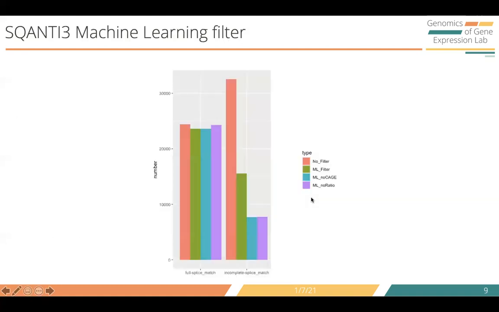When we use this information in our machine learning filter, we now observe a considerable filtering out of incomplete splice matches, with an intensity that is dependent on the amount of complementary information used, indicating that we can couple this orthogonal data to SQANTI to better curate the long-read transcriptomes.